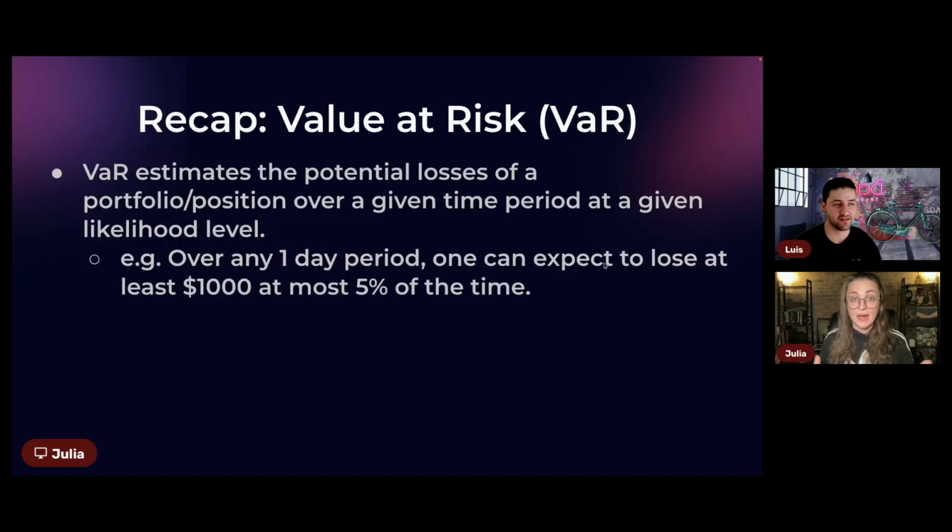So to recap, a consequence of having the skew is that we need better metrics for estimating our tail risk factors. There's a bunch of different ways we can do that, but one of the ways that I like to do it is by using conditional value at risk and value at risk. Value at risk gives a potential loss of a portfolio or position over a given time period and at a given likelihood level. For example, over any 1 day period, one can expect to lose at least $1,000 at most 5% of the time. This tells us where the threshold is for the extreme losses of that strategy. It tells me in an extreme situation how much capital could potentially be at risk, right? Yes.